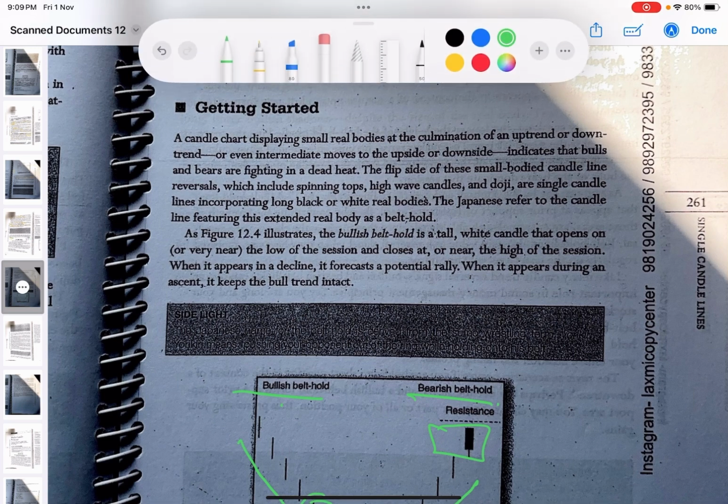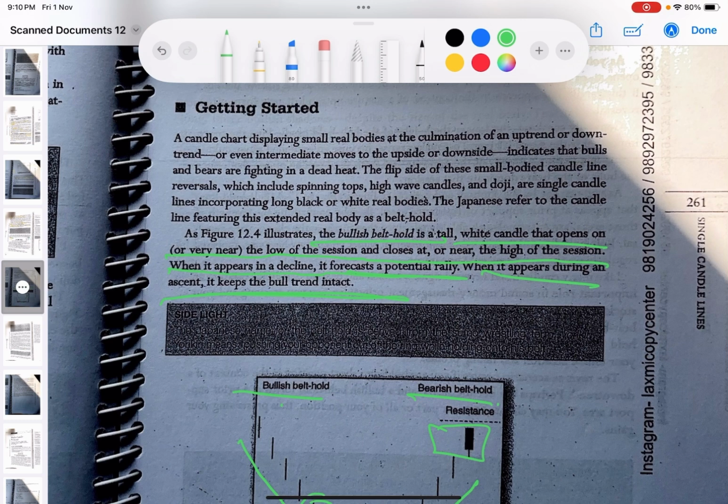Bullish should obviously be white or green, right? A white candle that opens very near the low of the session and closes at or near the high of the session. When it appears in a decline, it forecasts a potential rally. When it appears during an ascent, it keeps the bull trend intact. So you know what a bullish belt and a bearish belt are? I don't think there's any confusion.